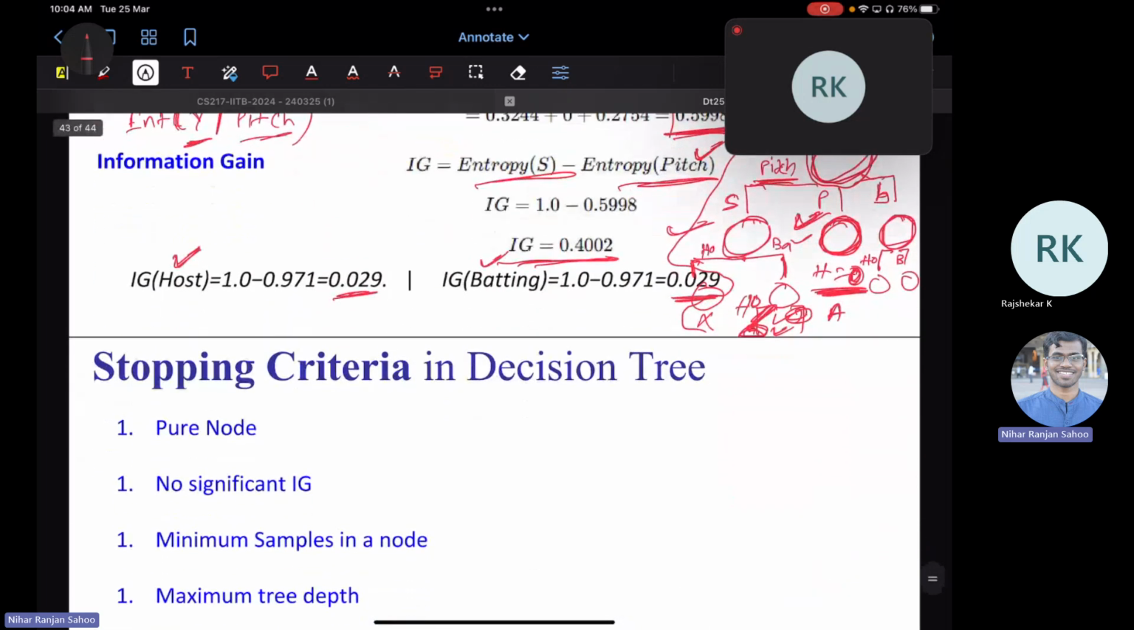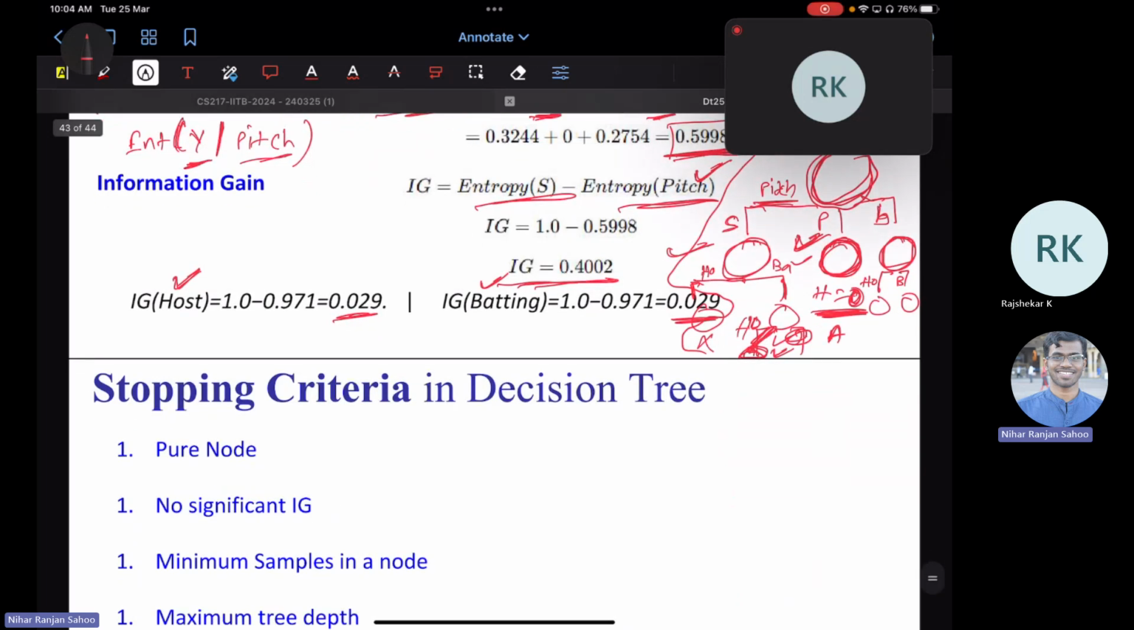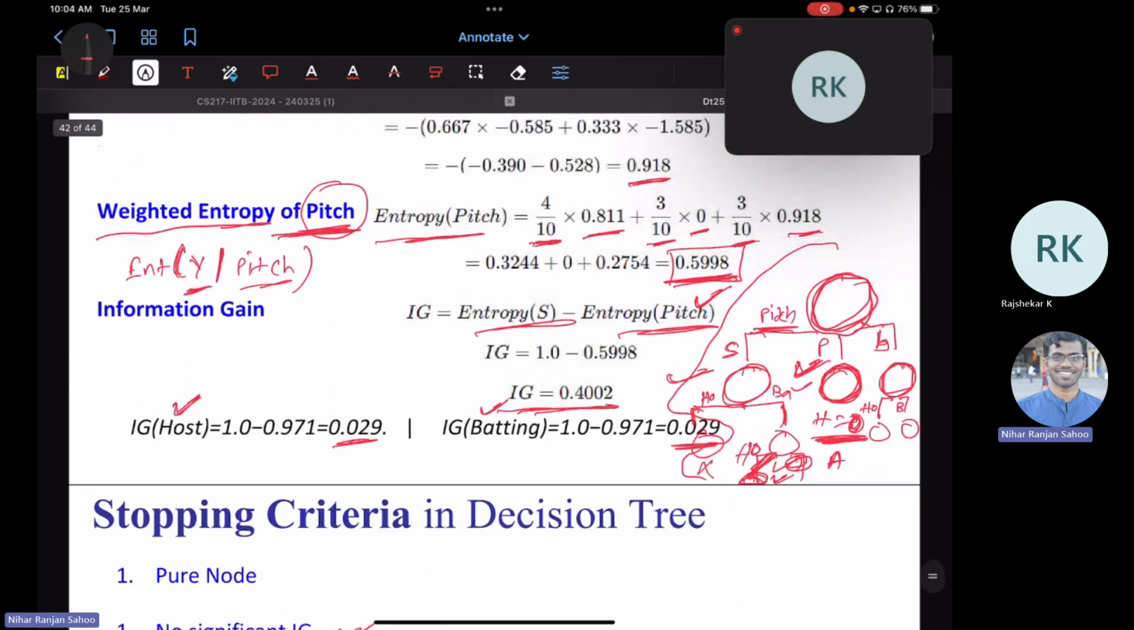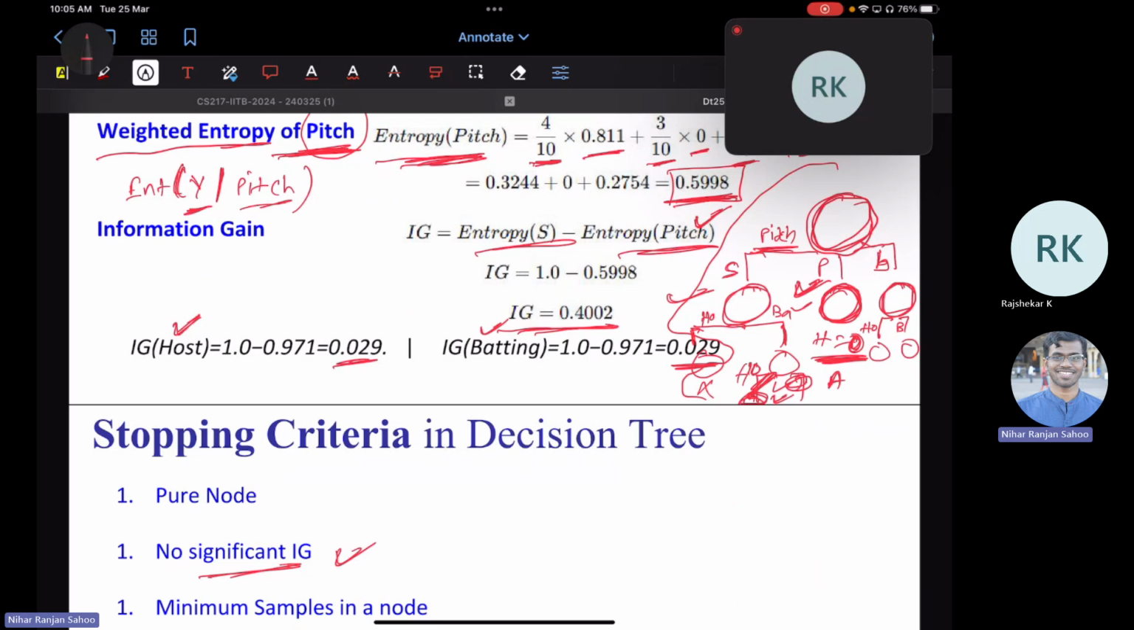So what are the stopping criteria? The first one is no significant edge. We decided based on the information gain of each feature, right? So you compare all the three features, and you are not getting any significant information gain, or you are getting equal information gain for all features. What do we mean by significant information gain? When I discuss the concept of underfitting and overfitting, I'll come to this point again.